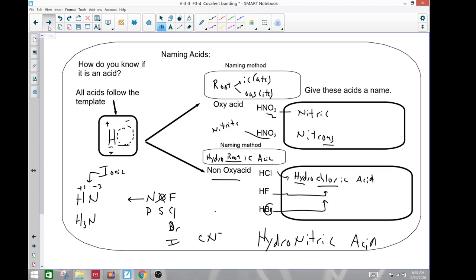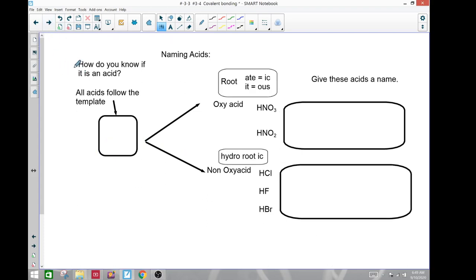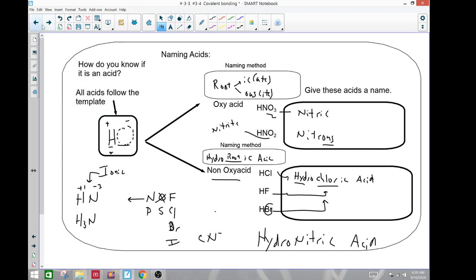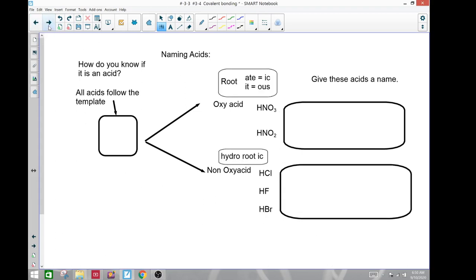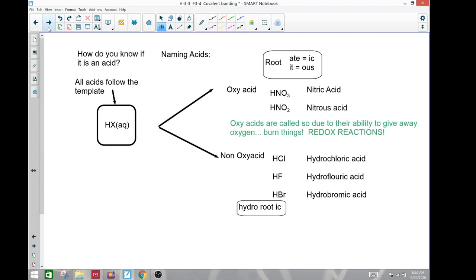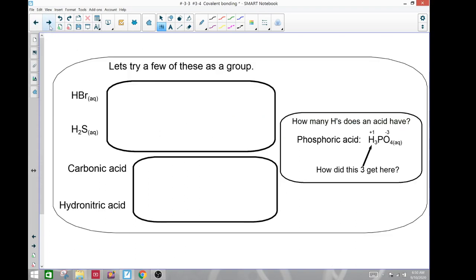All right, naming acids. There we go. So we've got 2 pages here, the same thing. Very good. And there we go. There are all my answers. Okay. A couple different ones for you to try. Take a moment, give it a try.